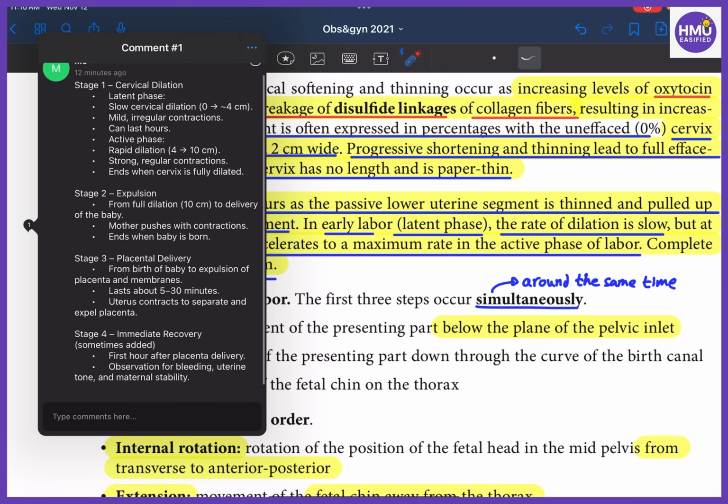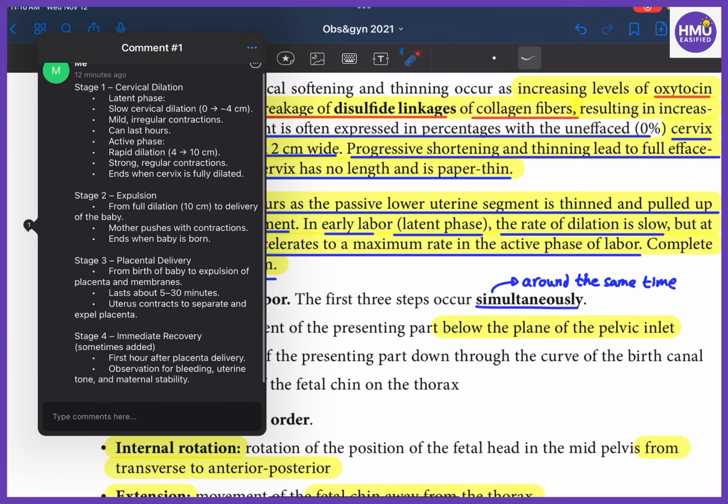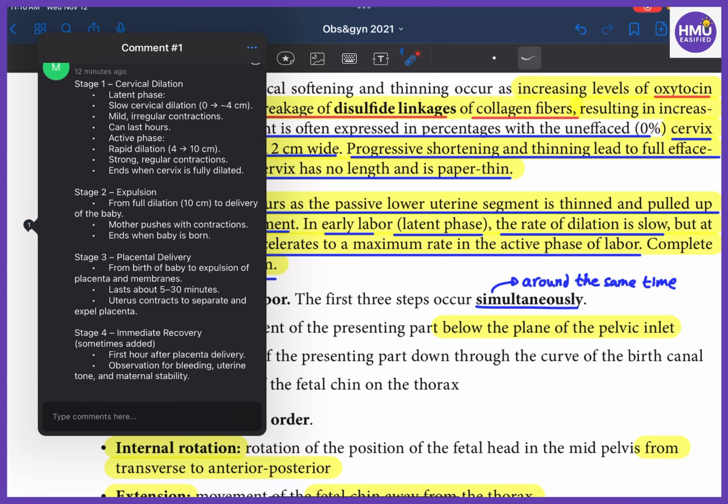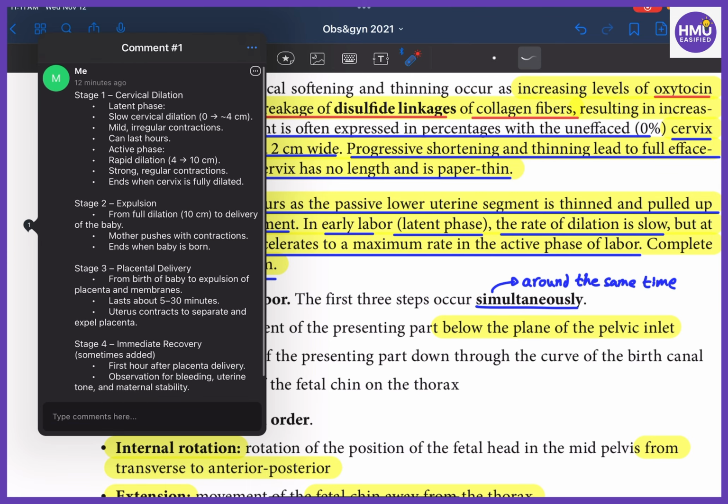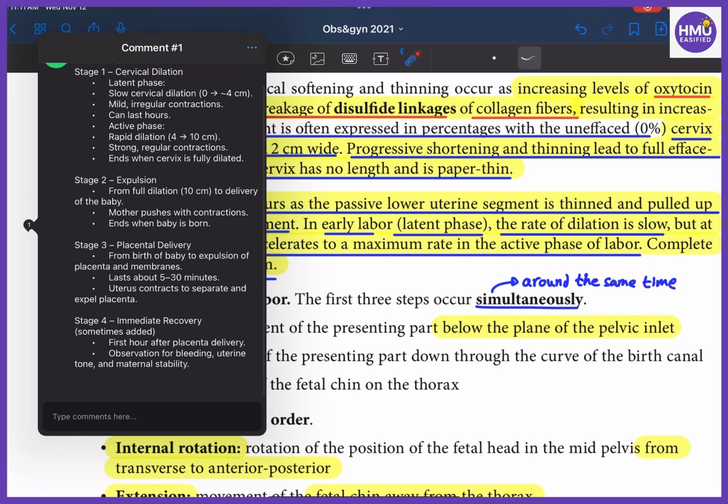But then after the latent phase, during stage 1, during cervical dilatation, we have the active phase. So latent phase and then active phase. Active phase is when there is rapid dilatation of the cervix from 4 centimeters to 10 centimeters, with strong regular contractions, and it ends when the cervix is fully dilated. Okay, that was the first stage, latent phase and active phase. We have stage 2, it's expulsion. It's like we have the cervix dilated, okay?